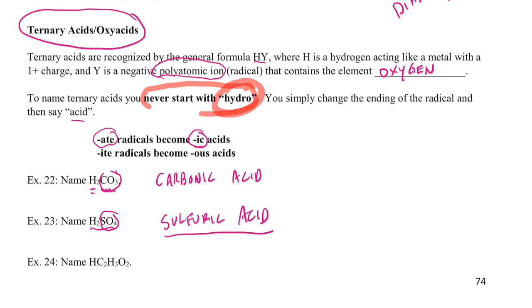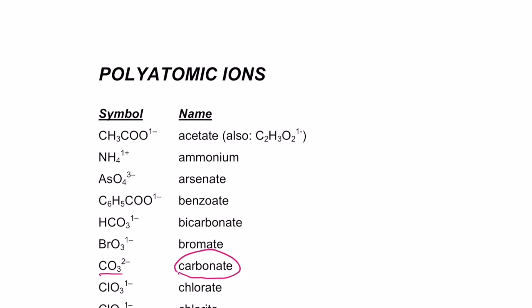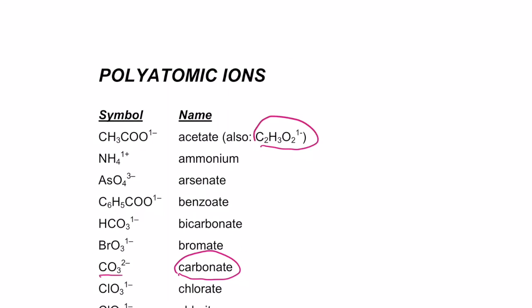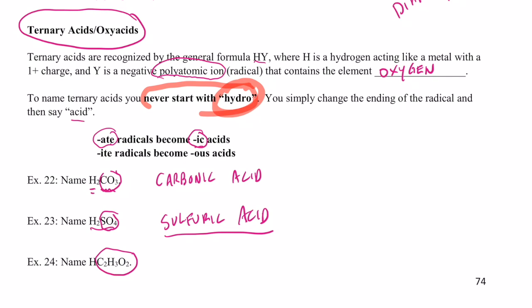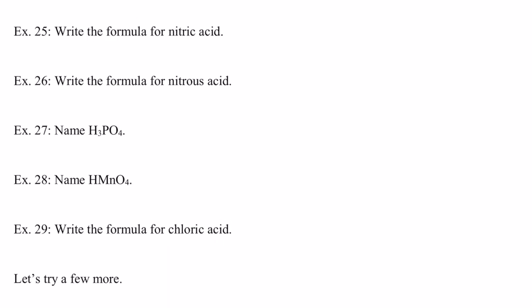All right, the next one, HC2H3O2. So C2H3O2 is the polyatomic ion. Let's find that polyatomic ion. It's right at the top here. C2H3O2 negative 1 is called acetate. So it's another one that ends with ate, and H with ate becomes ic acids. So that's called acetic acid. Okay? All right. Let's try a few more, okay?